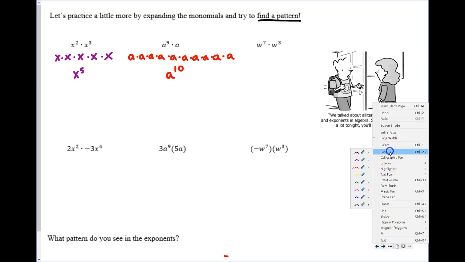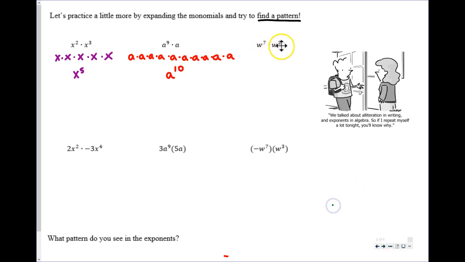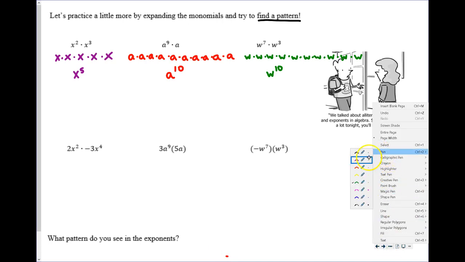Okay, let's try another one. Okay, this is w to the 7th times w to the 3rd. So 1, 2, 3, 4, 5, 6, 7, 1, 2, 3. And then I'm going to count up how many w's I have. 1, 2, 3, 4, 5, 6, 7, 8, 9, 10. I bet some of you are already seeing what the pattern is. Okay, and that's awesome if you are. That's really good. Okay, I'm going to do the next 3, and then we're going to talk about formalizing this pattern a little bit going forward.